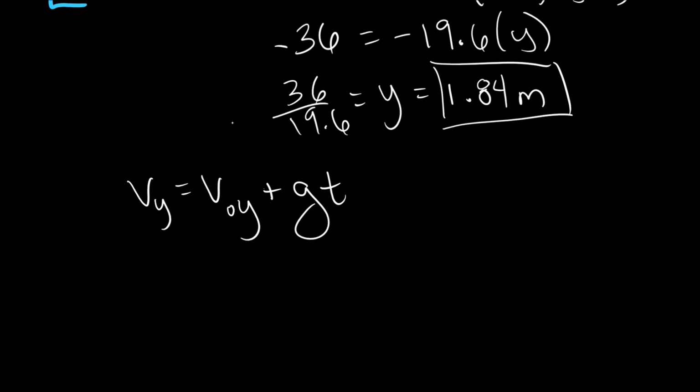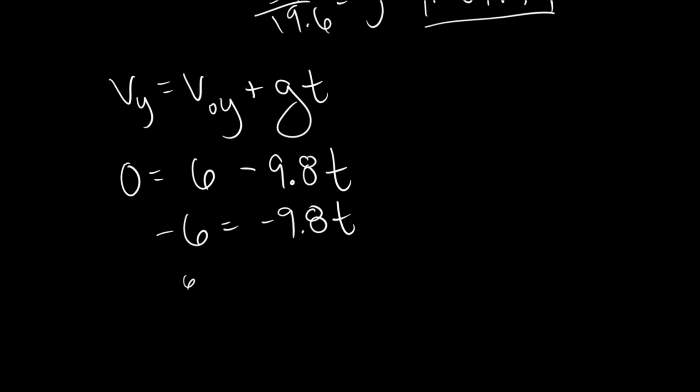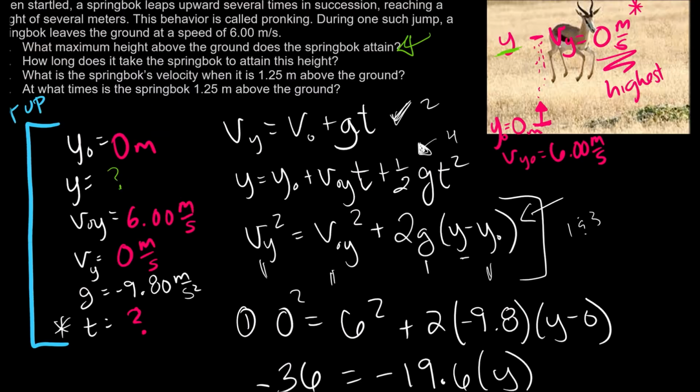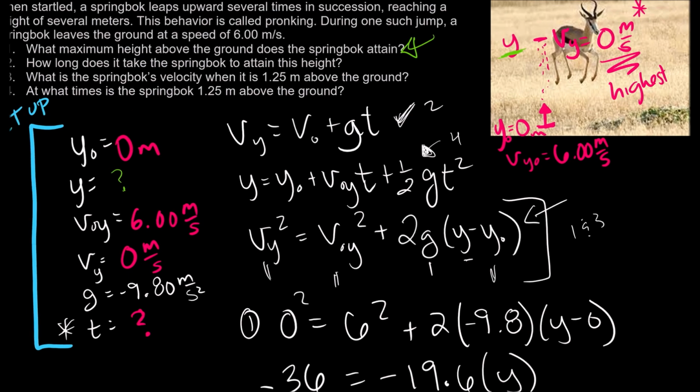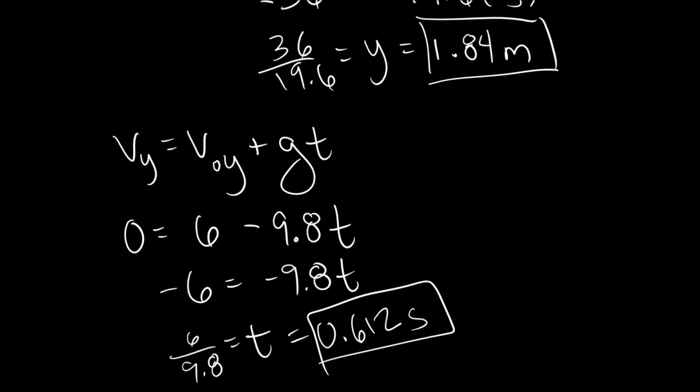Well, we know Vy is 0, v naught y is 6, so we subtract 6 from both sides, and we get 6 divided by 9.8 equals t, which is going to be 0.612 seconds. It's got some hang time there. So that was how long it takes the springbok to attain this height. So 1.84 meters, and it takes 0.612 seconds.